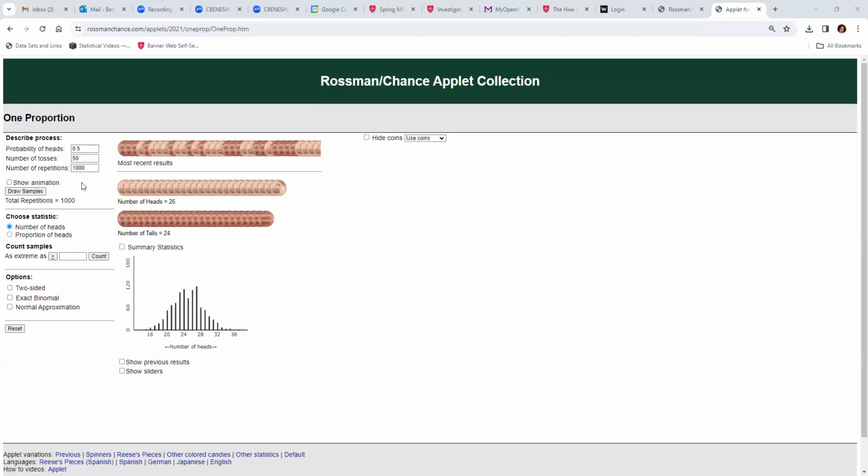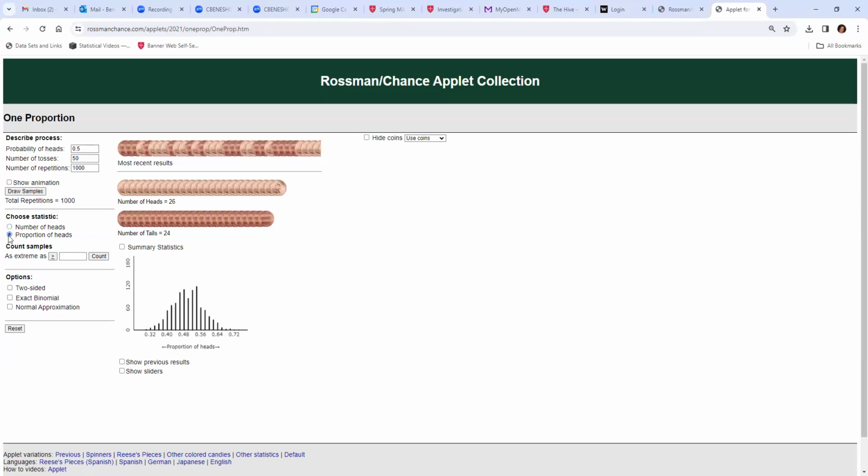Hi, this is a second recording in support of investigation 3. I am going to do the same thing with another example. In this case, I'm in the one proportion applet and I've set the probability at 0.5, the number of tosses at 50, and done a bunch of repetitions. You can see the results.